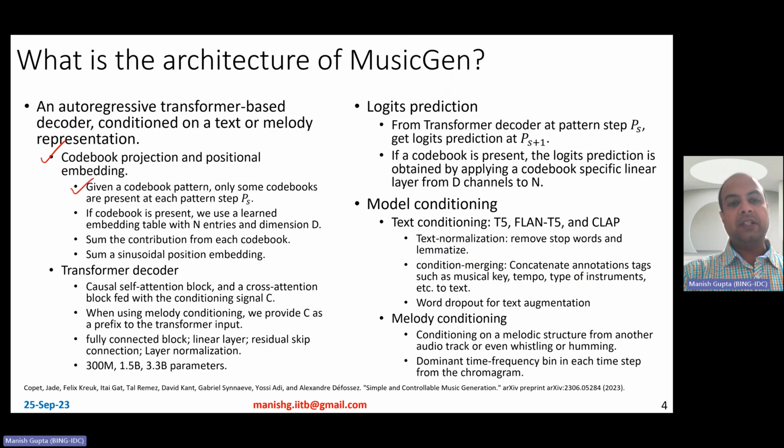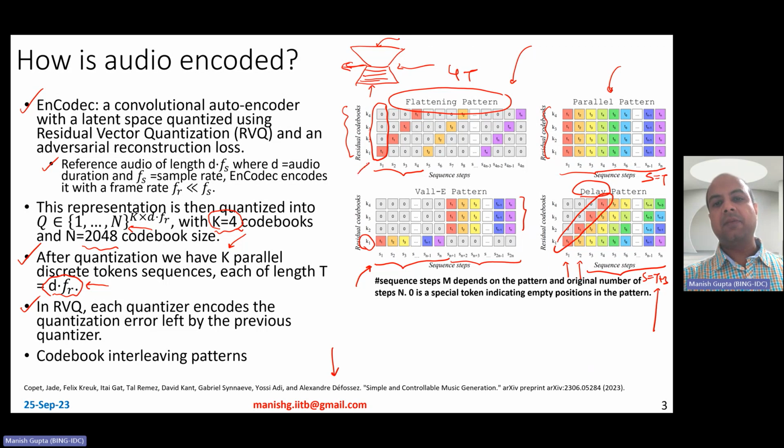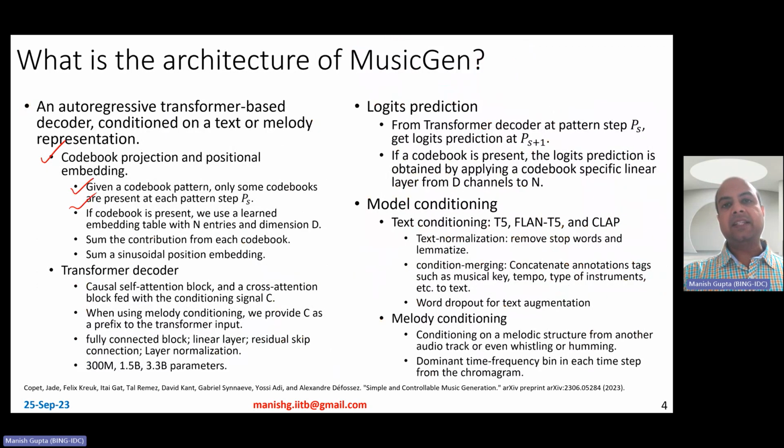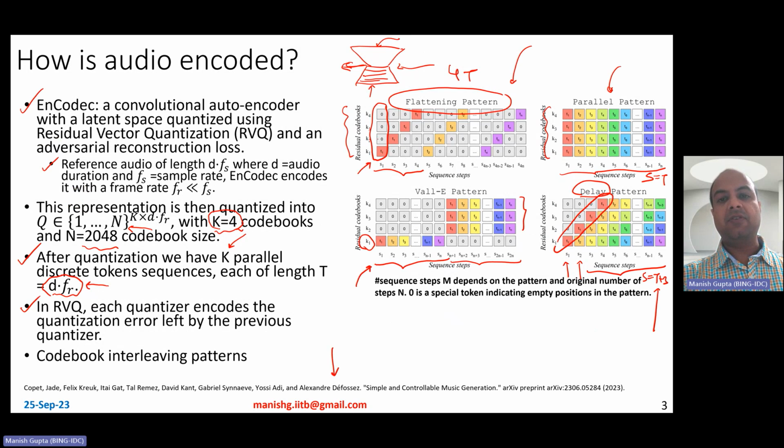Now what do you do further with this? Given a codebook pattern, only some codebooks are present at each pattern step. If a codebook is present, you use a learned embedding table with n entries and d dimensions. So for every code, you are going to learn some embedding, which could be randomly initialized and then learned over time. Now, at any time point, to come up with a representation for this sequence step, you add up the representations of all of those values that exist.